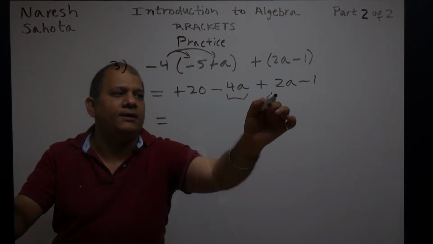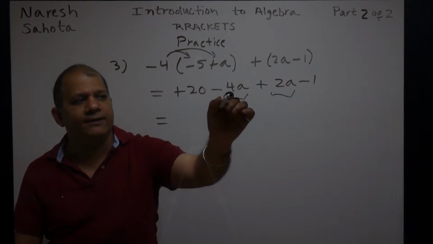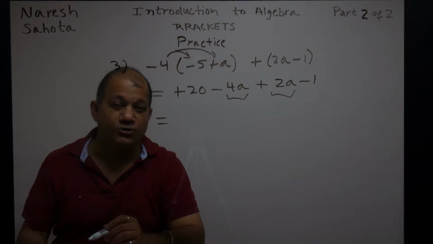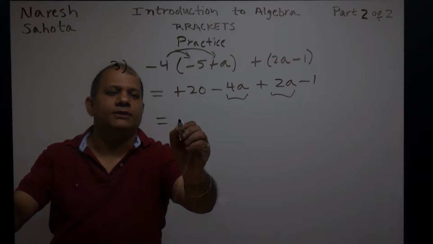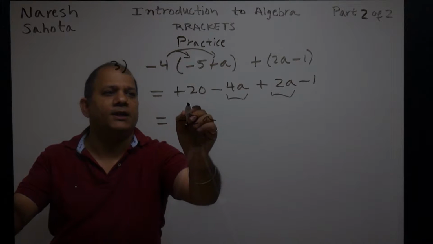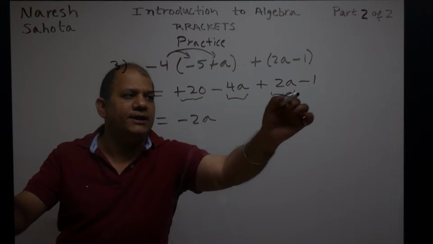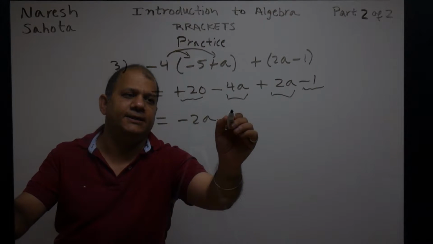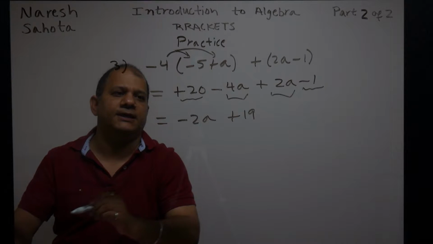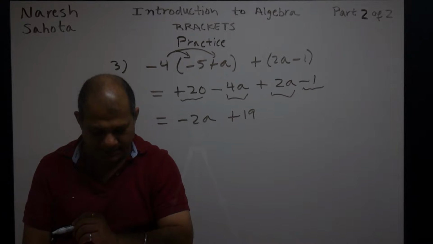So here we have a and another a term. Negative 4a plus 2a. So 2 take away 4 will give us negative 2. So it's negative 2a. And now we have the 20 and then we have minus 1. 20 take away 1 is 19. So that's the answer. Alright.